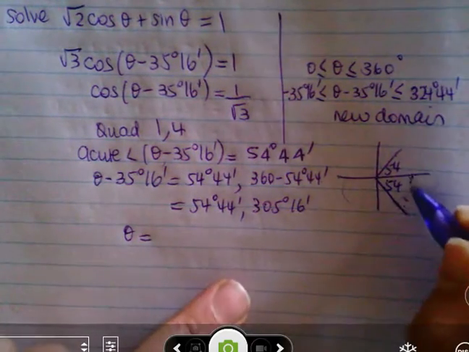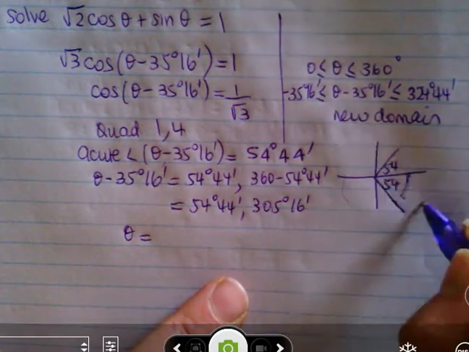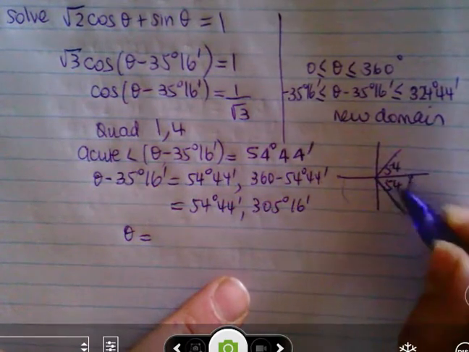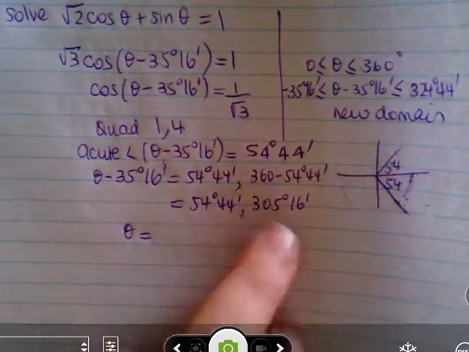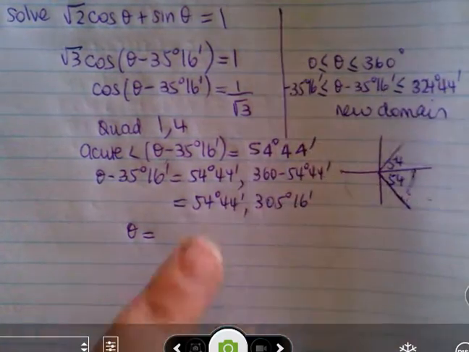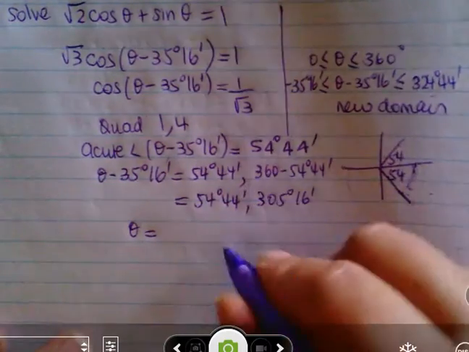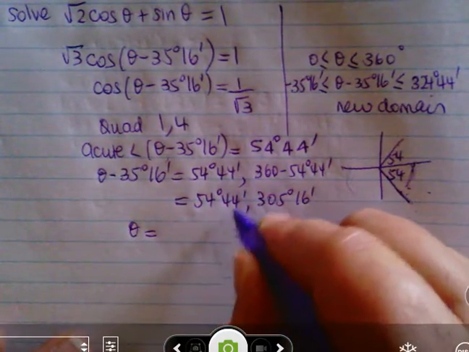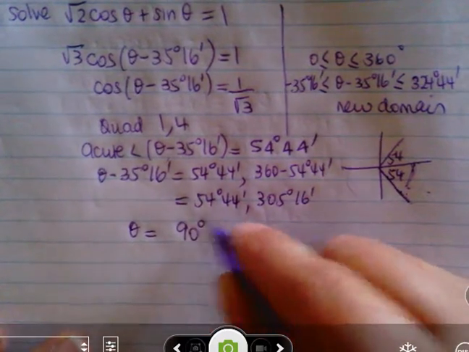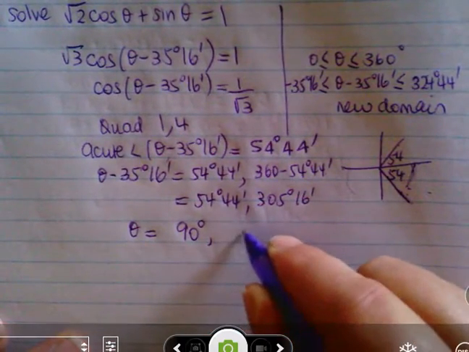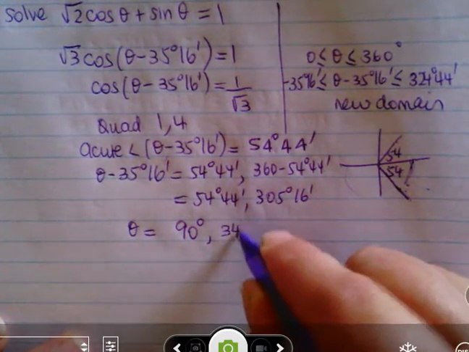So notice my domain, minus 35, that doesn't fit. Minus 35 is up to about there. That's not going to be one of the answers, so just coming around this way. And those two answers fit from 0 to 324, or from negative 35 to 324. What have we got when we add 35? Oh, it goes to a whole, oh, 90 degrees and 340 degrees 32. 340.